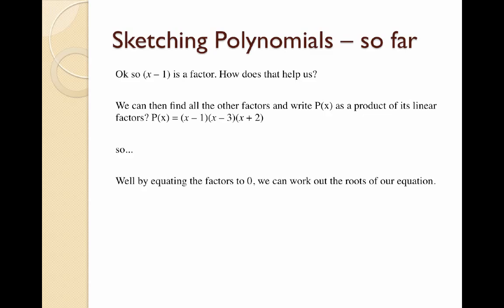So if we equate each of those factors, that is x minus 1, x minus 3, and x plus 2, to 0, we can work out the roots of the equation. So what are the roots? The roots in this case are going to be 1, 3, and minus 2, and you should have learnt that in 2 unit by now.